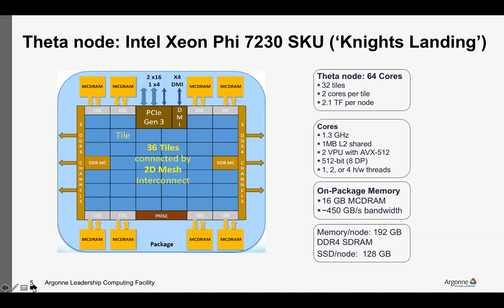The on-package memory is 16 gigabytes of the high bandwidth MCDRAM operating at 450 gigabytes per second. Outside of that is 192 gigs of DDR4. There's also a solid state drive, or SSD, of 128 gigs.